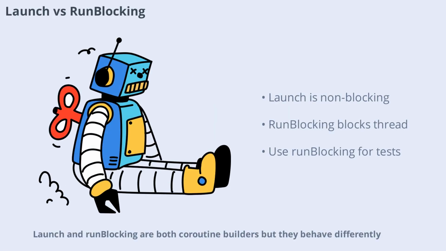Launch and runBlocking are both coroutine builders, but they behave differently. Launch starts a new coroutine and returns immediately without blocking the current thread. RunBlocking, on the other hand, blocks the current thread until the coroutine completes.